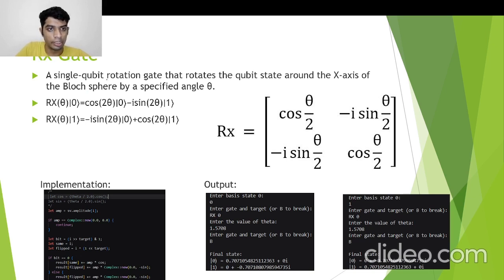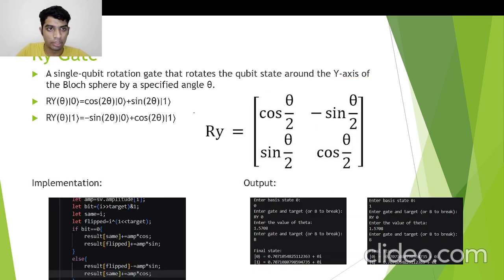Now we'll see some rotation gates. Rx gate. It rotates the qubit state around the x-axis by a specified angle. Here the angle specified is pi by 2. So we can see the implementation according to the matrix given and the corresponding outputs for ket 0 and ket 1. This is the Ry gate that rotates around the y-axis for the same angle of theta, and according to the matrix representation, this is the implementation, and these are the outputs for ket 0 and ket 1.